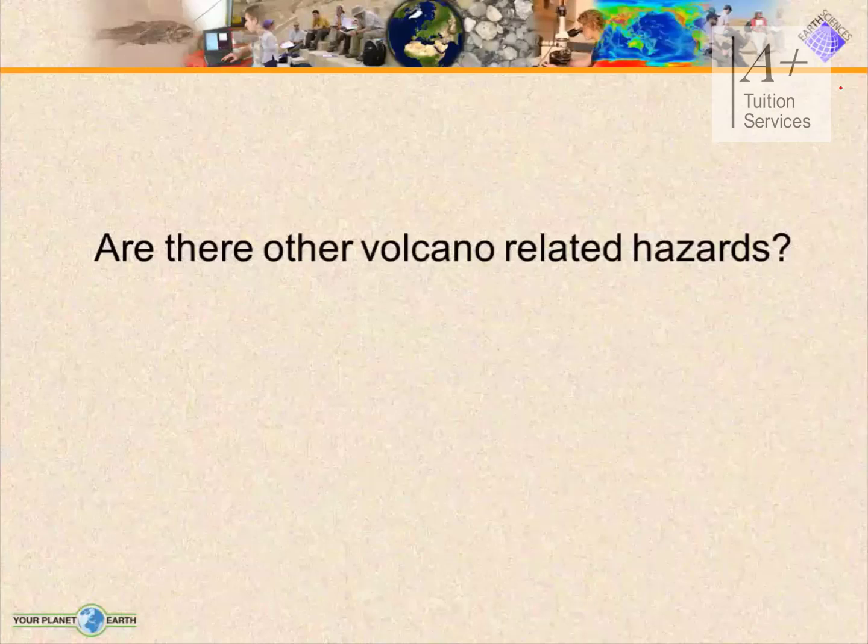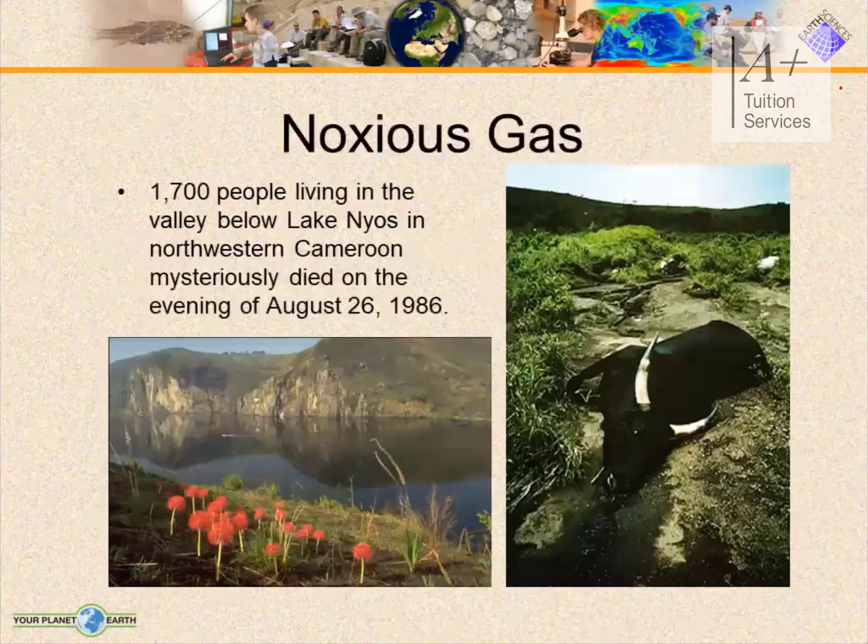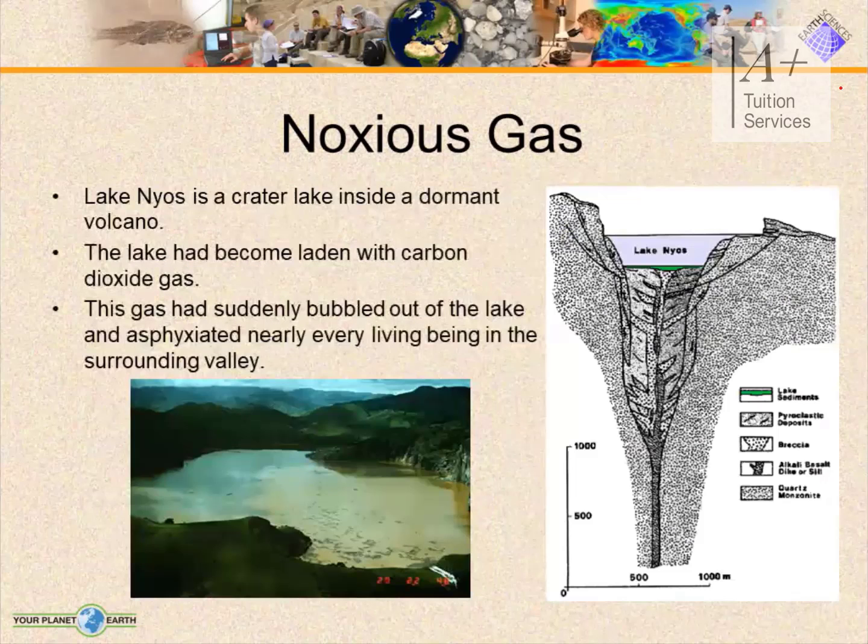So are there other volcano-related hazards? There are noxious gases. 1,700 people living in the valley below Lake Nyos in northwestern Cameroon mysteriously died on the evening of August 26, 1986. And this is because before the volcano erupted, there was a gas release. Lake Nyos is a crater lake inside a dormant volcano.